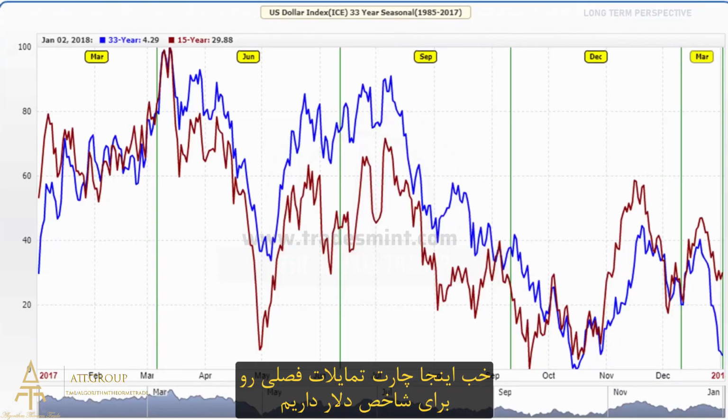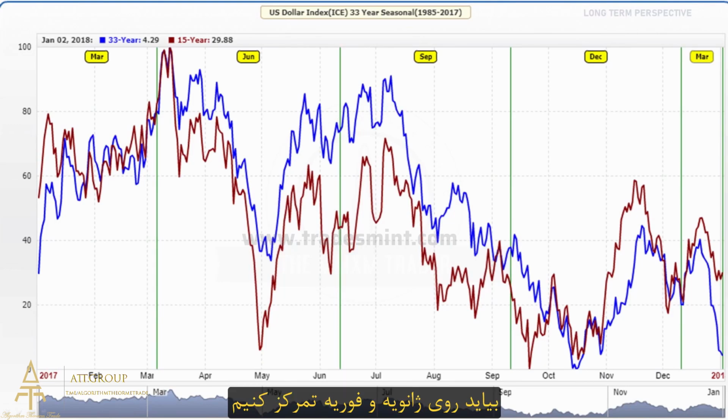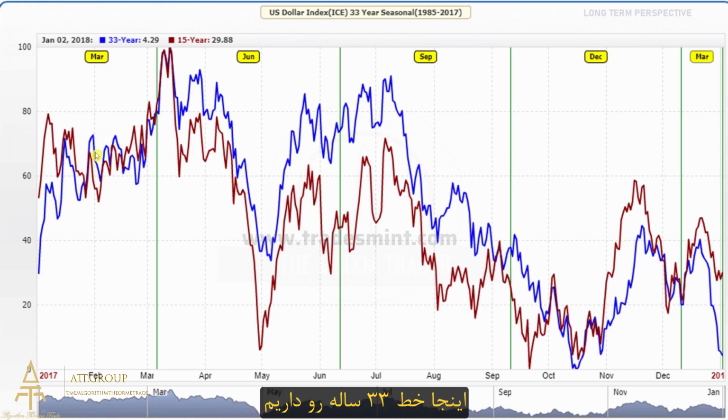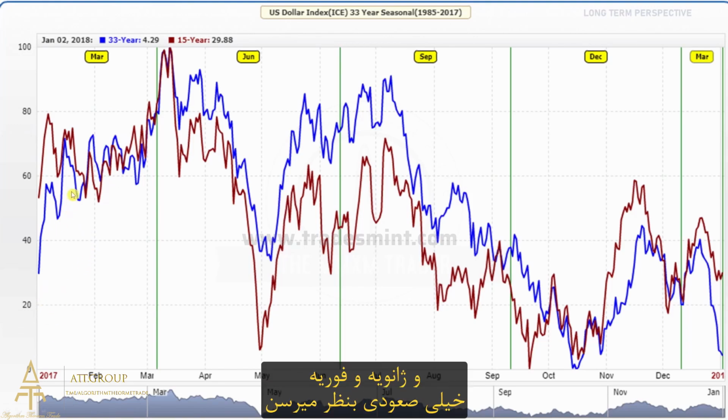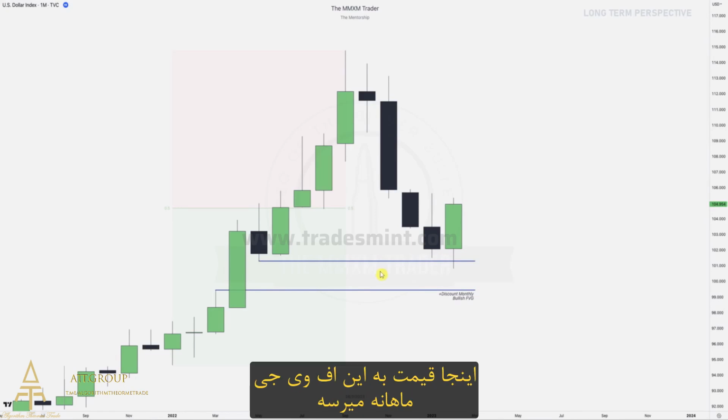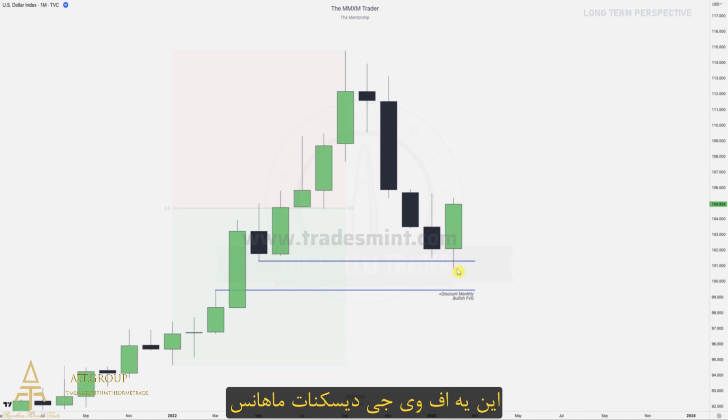So over here we've got a seasonal tendency chart for the US dollar index, and let's focus on January and February, right? Over here we can see they're pretty bullish, right? So we have those lines going up. We have the 33-year line, we've got the 15-year line, and then January and February looking pretty bullish, right? So here we have a US dollar index chart on the monthly. We've got this monthly fair value gap being hit, right? Discount monthly fair value gap, and let's look at how that forms.